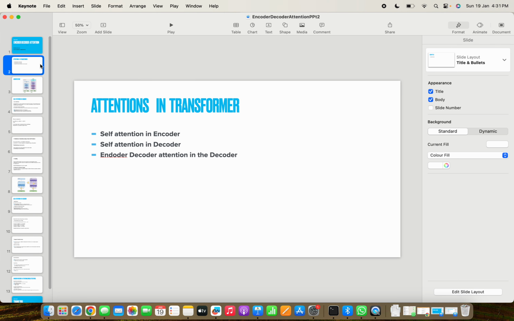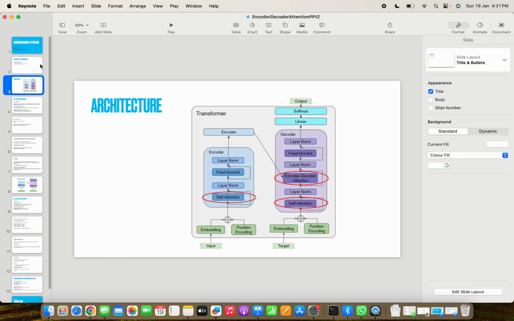So the main component that we are focusing on here is attention. There are mainly three types of attention in the transformer: self-attention in the encoder, self-attention in the decoder, and encoder-decoder attention in the decoder.